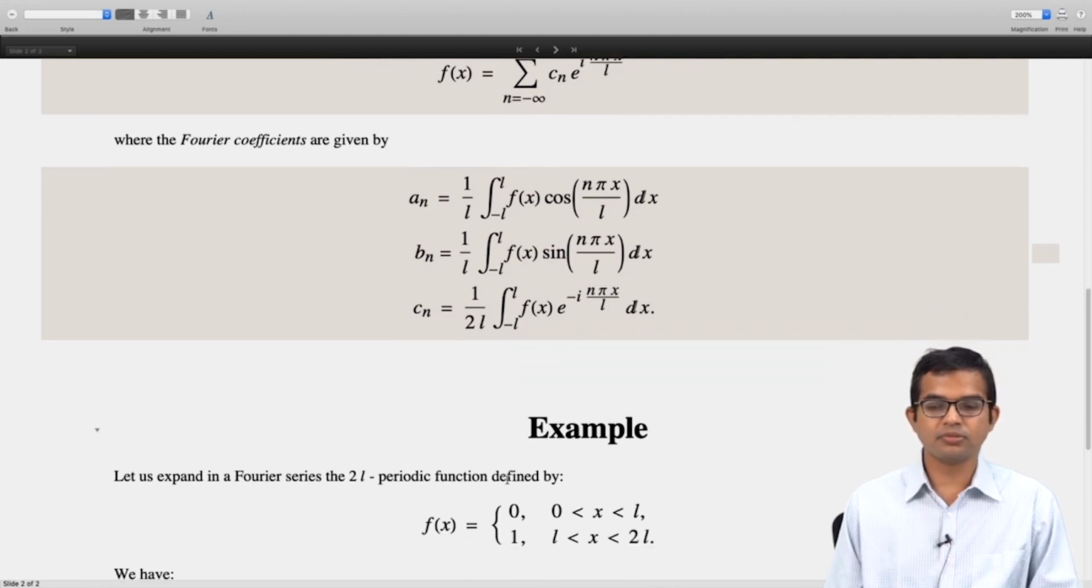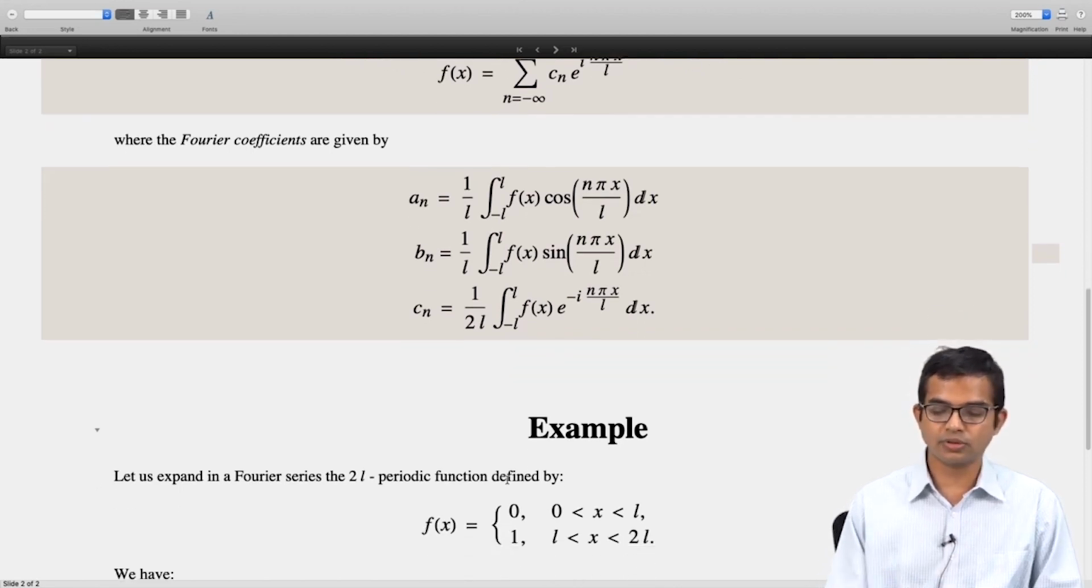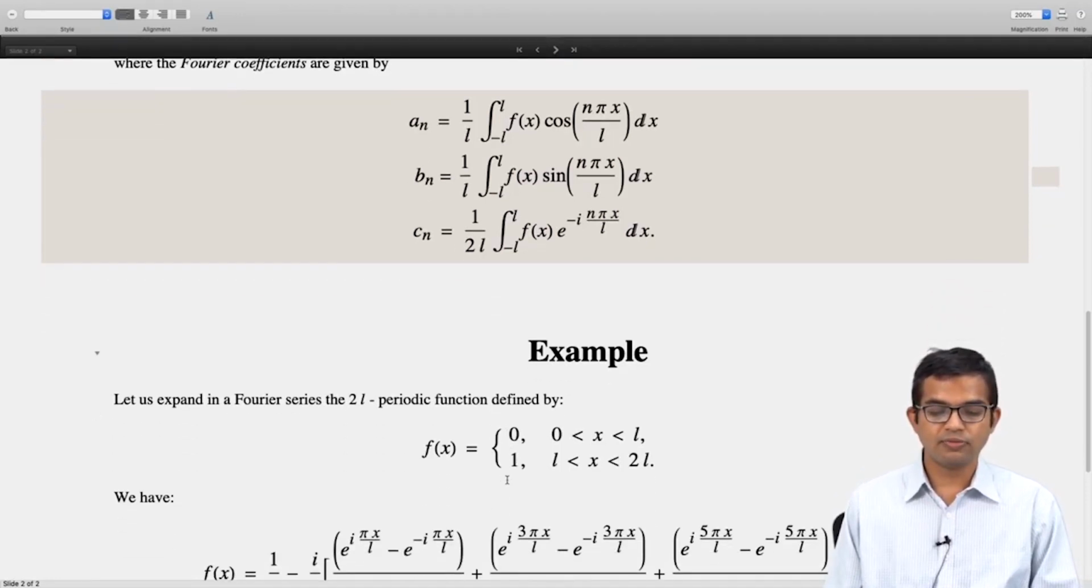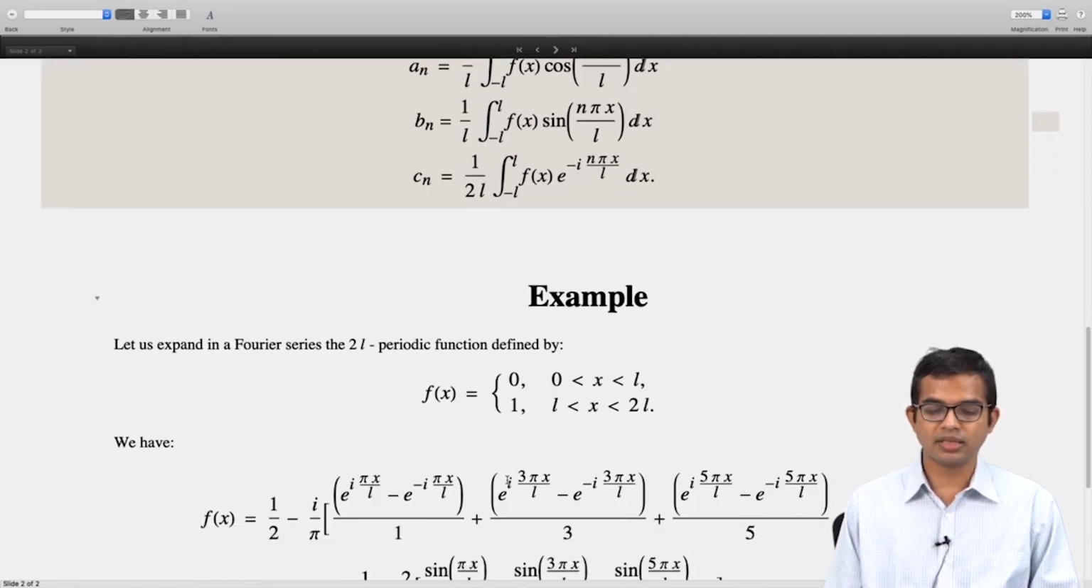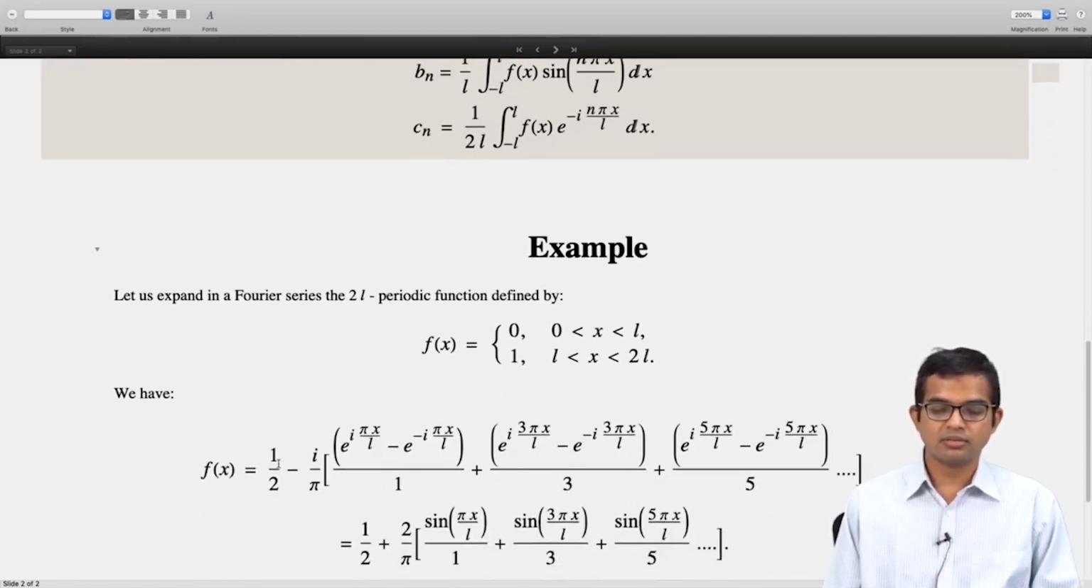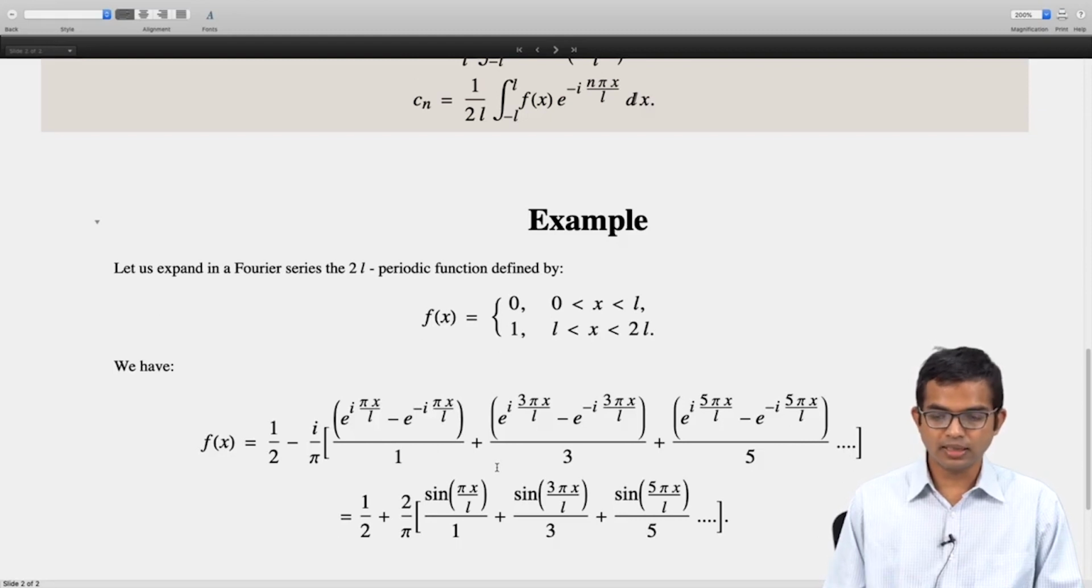So the same example, but now with the interval going from 0 to l and l to 2l, f of x equal to 0 and f of x equal to 1 in these two intervals. If we plug in, then we will again get the series, either in terms of complex exponentials, or in terms of sines. Both are completely equivalent.